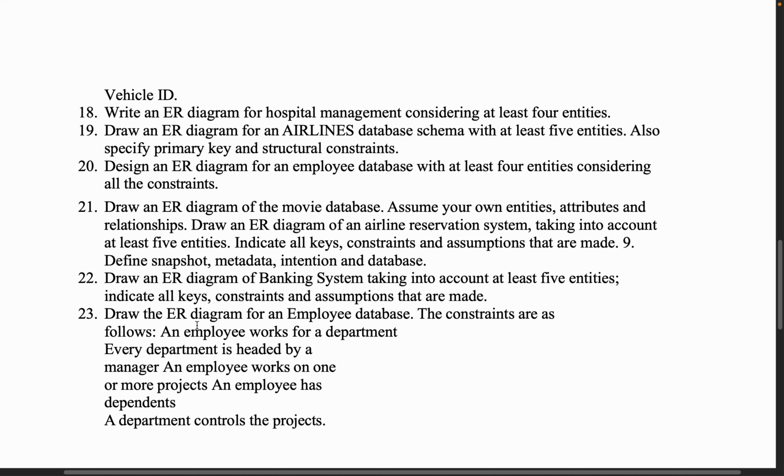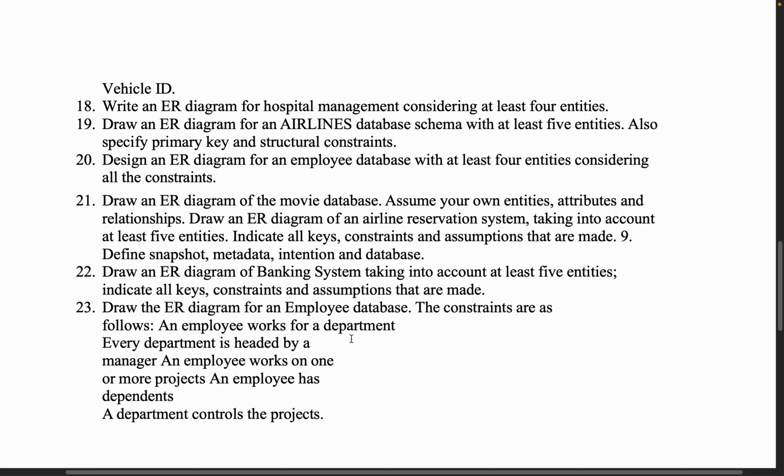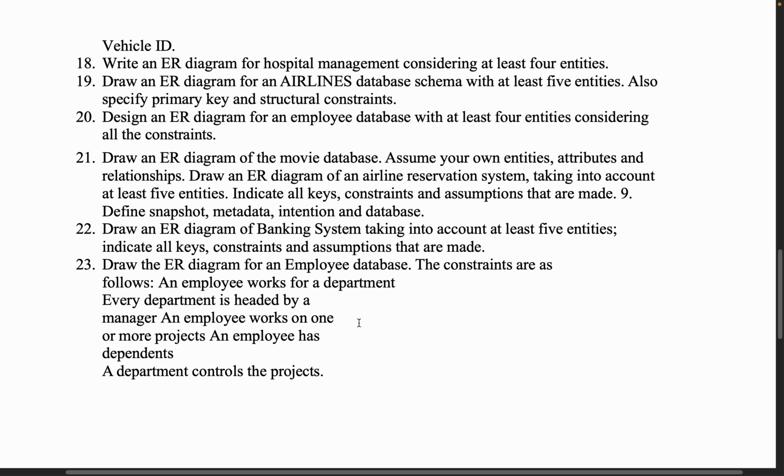Then the 22nd is a banking system. It is also a very important question because it has been repeated 2 to 3 times, so it will most likely be asked. Then draw an ER diagram for an employee database. Employee is very important, and that one will definitely be asked, I think. The constraints are: employees work in departments, every department is headed by a manager, and the employee works in a department. This is mostly easy.